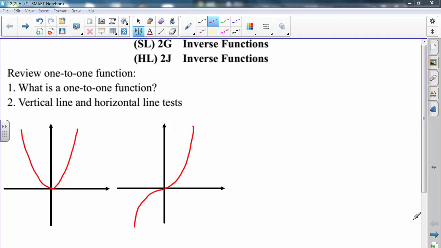Hello, let's look at the topic today. It's inverse functions. Before we talk about inverse functions, let's review what a one-to-one function is.